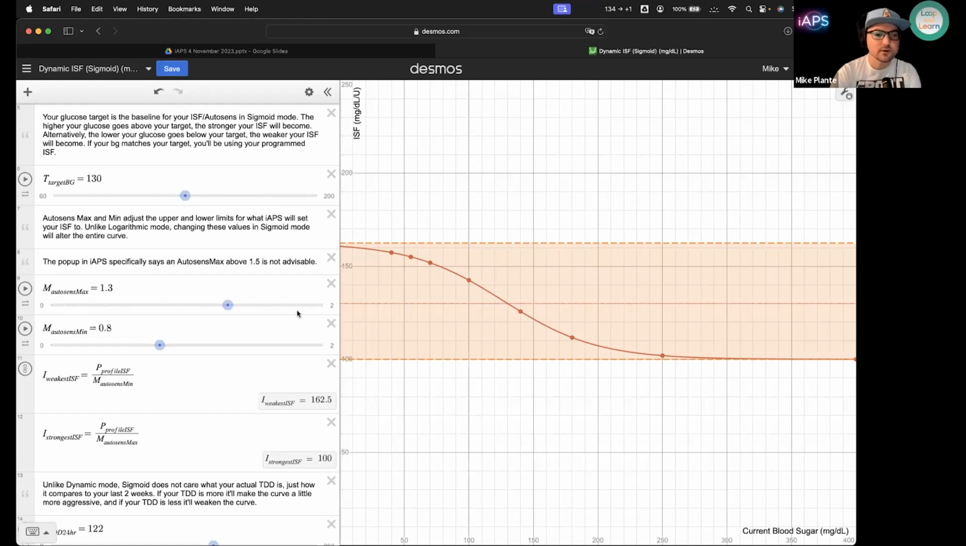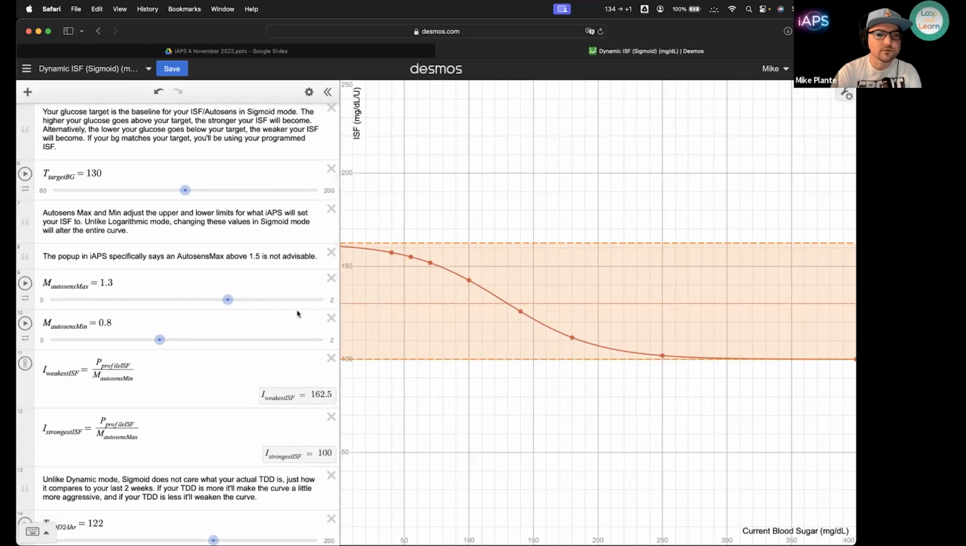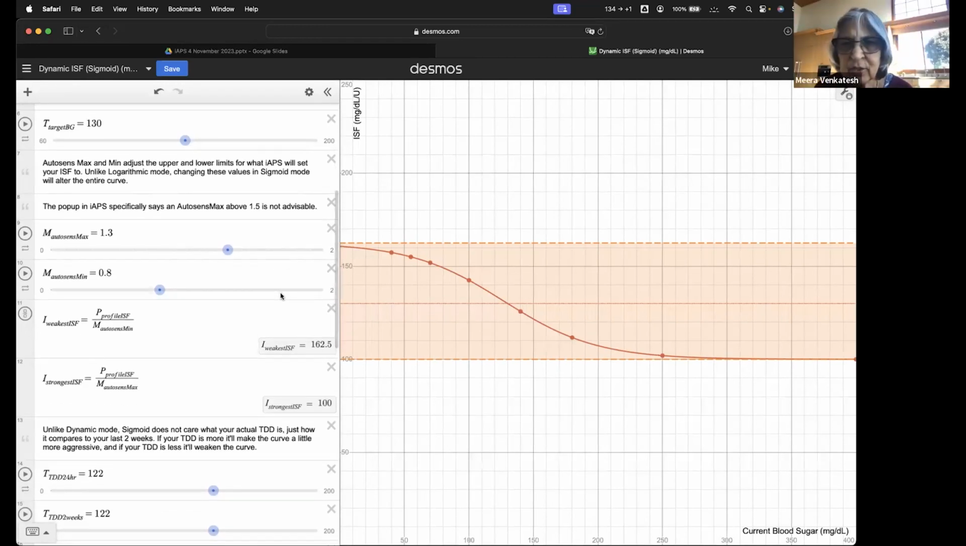It's also made me realize that if you set higher targets, or use the temporary profiles and raise and lower your targets that way, it'll show you how much it's going to affect your baseline ISF. Mike, can you clarify your last statement? I kind of lost you when you talked about the targets.